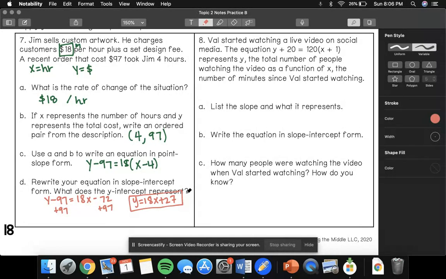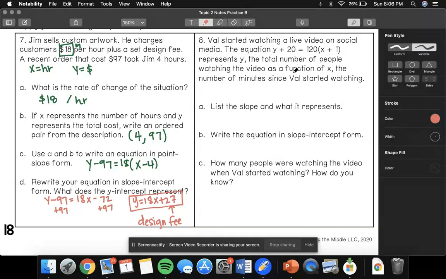The last thing it says is, what does this y-intercept represent? So let's read the problem again. He charges $18 per hour plus a set design fee. So this starting cost right here would be his design fee because he has to pay that no matter what. That's his starting cost. And then based off the number of hours, it'd be $18 additionally per hour.